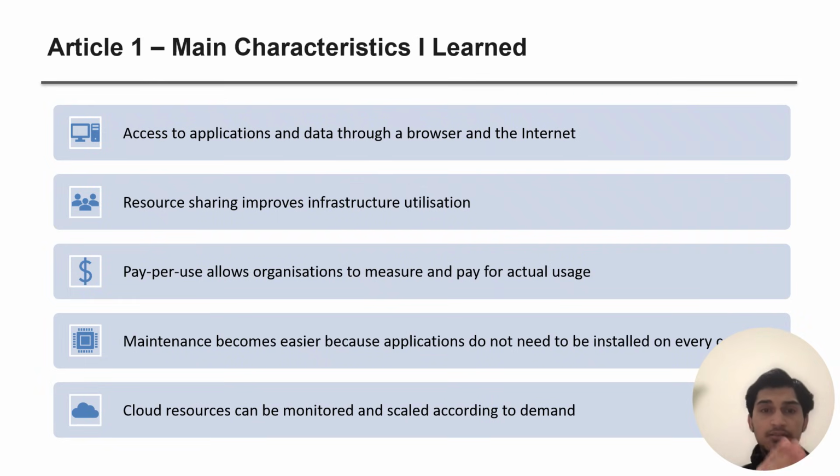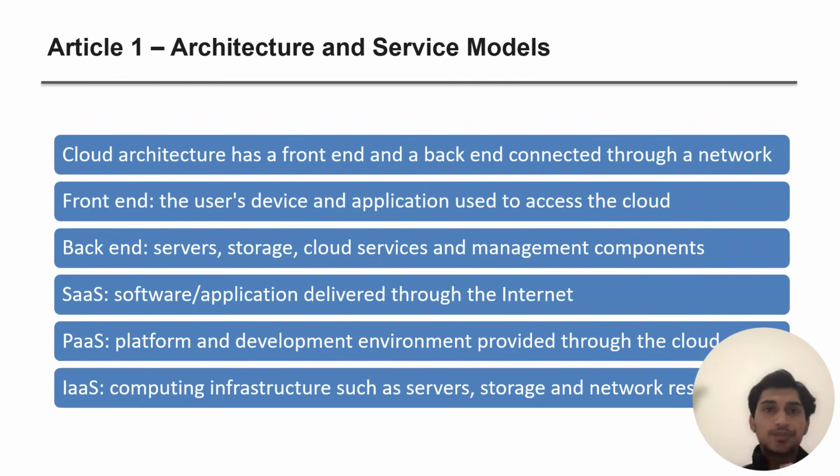Continuing on the very first slide, the main characteristics that I learned from Article 1 was to understand the main characteristics of cloud computing. Users can access services through a browser on different devices and locations. Resource sharing can be between many users and can improve utilization as well. And the pay per use model means an organization can pay according to the actual use, and many more. We can just read it out too.